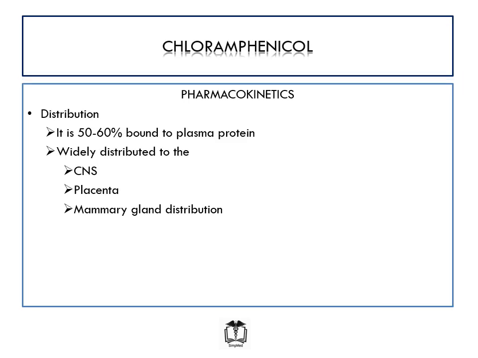So chloramphenicol enjoys very good distribution across the board. It is about 50-60% bound to plasma protein and is widely distributed to the CNS, the placenta, and the mammary glands. And this influences some of the side effects that we see for chloramphenicol.